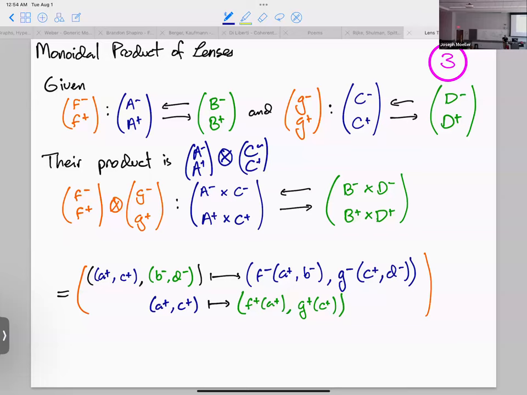So I think my exercise here was showing that this is a symmetric monoidal category. Maybe you can just believe it for now. I think I did have an exercise here.